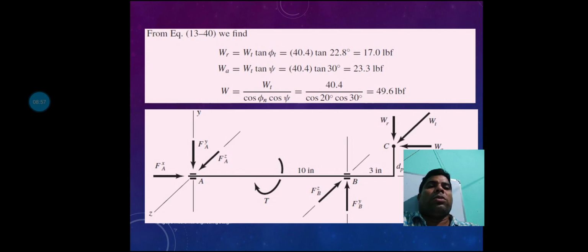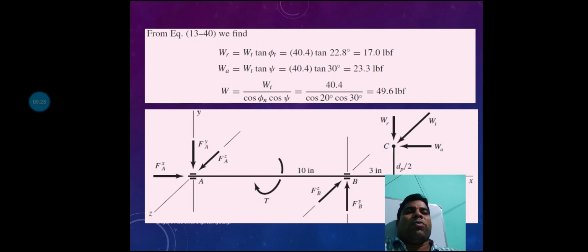Now Wr, Wa and W, all the values can be calculated. Wr is equal to Wt into tan phi t, Wa is equal to Wt into tan psi, and W is equal to Wt by cos phi n into cos psi. If I put in all the values, we get the W values.